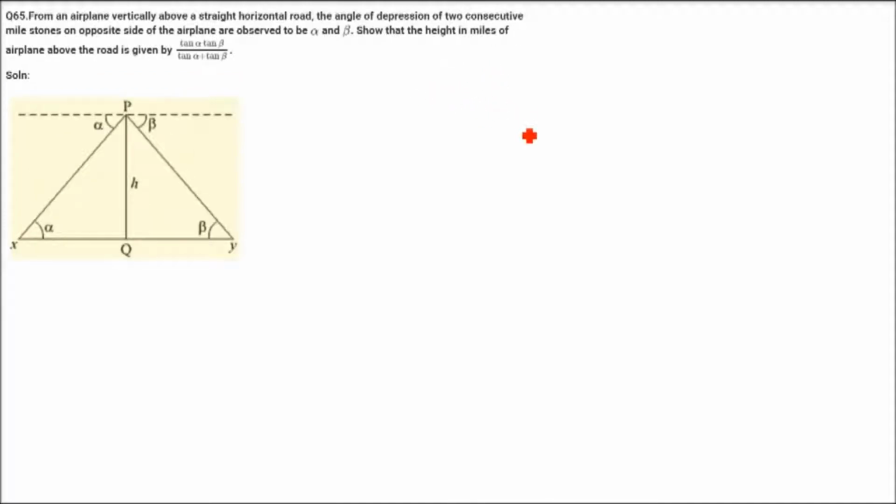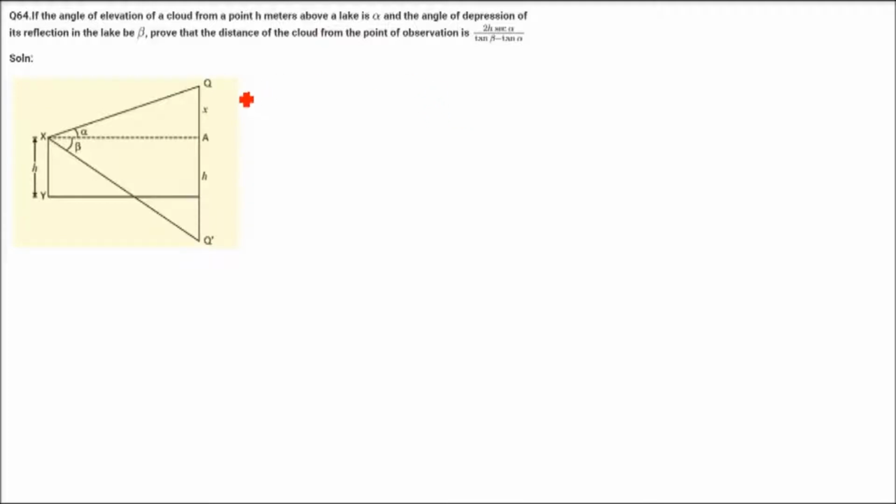So what we are going to do here is, first of all, the angle of elevation is given as alpha, the angle of depression is given as beta, and the height is given as h. This will also be h, so we take this part as x. As with the previous logic, the reflection will be exactly equal to this one, so from here to here it will be h plus x. It seems by the diagram that it is less, but it is not. It has to be equal to h plus x.